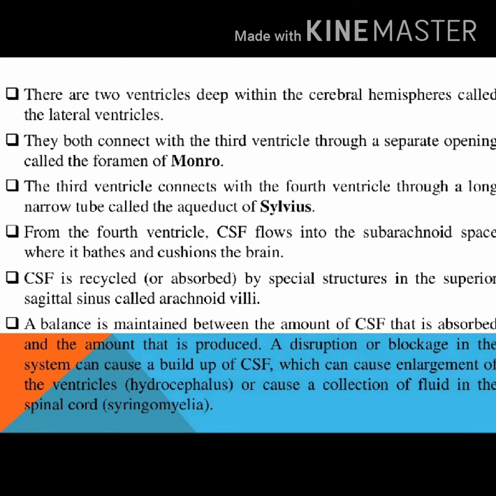There are two ventricles deep within the cerebral hemispheres called the lateral ventricles. They both connect with the third ventricle through a separate opening called the foramen of Monro. The third ventricle connects with the fourth ventricle through a long narrow tube-like structure called the aqueduct of Sylvius. From the fourth ventricle, the cerebrospinal fluid flows into the subarachnoid space, where it bathes and cushions the brain.